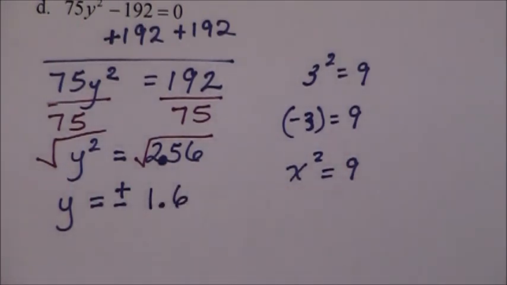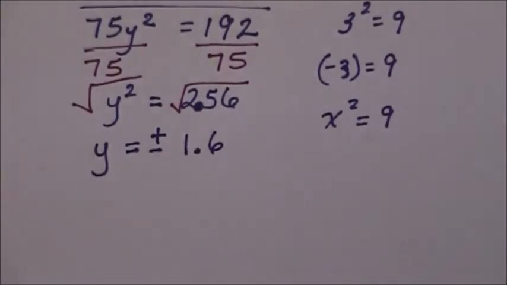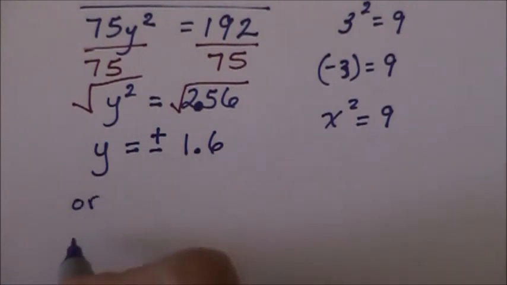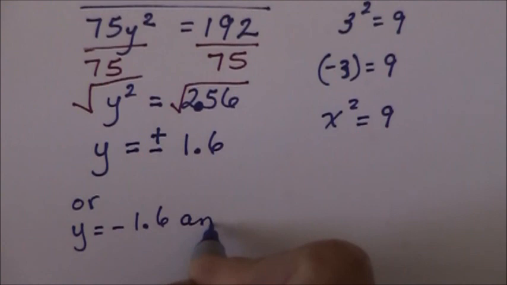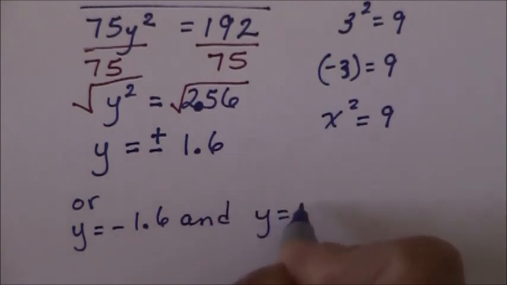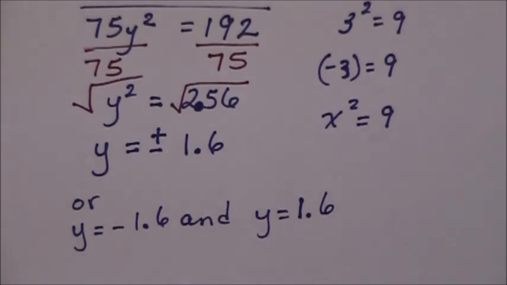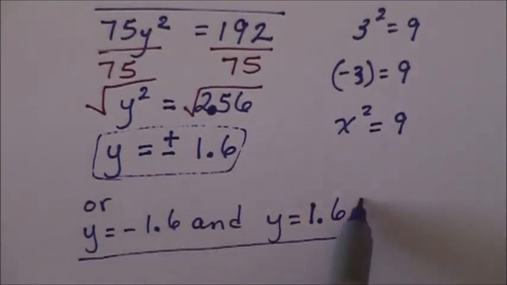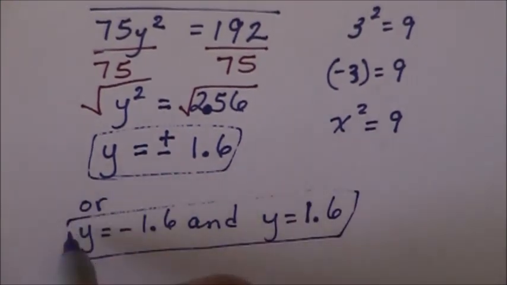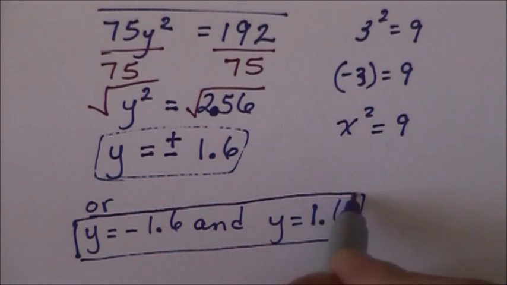So we could write it like that, or you can write it as y equals negative 1.6 and y equals 1.6, so our positive 1.6. And so either of these work, so there is our final answer and values for y.